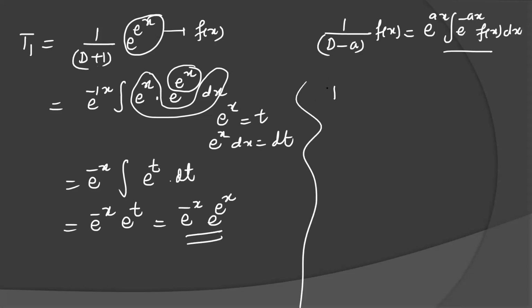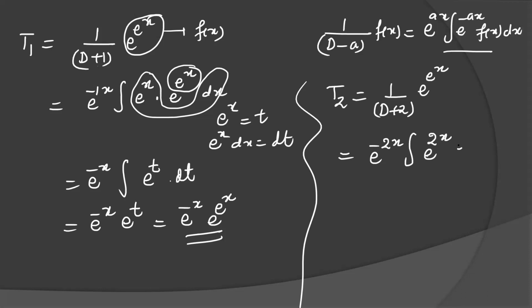Okay, let's see term 2. Term 2 is 1 over D plus 2 into e to the power x e to the power x. Compare here, a is minus 2. So e to the power minus 2x times the integral of e to the power plus 2x e to the power x e to the power x dx. How will we tackle this integration? Very easy. We can write e to the power x into e to the power x, because the base is the same, the powers will add: e to the power x e to the power x dx.